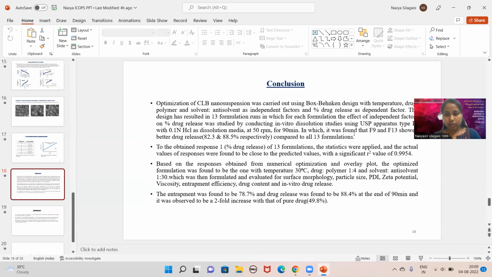And here it was found that formulations F9 and F13 showed the best drug release of 82% compared with all the formulations, and the entrapment was found to be 78%, and drug release was found to be 84%. Based on responses obtained, the overall optimized formulation was found to be one with temperature of 30 degrees, drug to polymer ratio 1 to 4, and solvent to anti-solvent ratio 1 to 30, which was then formulated and evaluated for surface morphology, particle size, polydispersity index, zeta potential, viscosity, entrapment efficiency, drug content, and in vitro drug release. These are the references, and thank you.